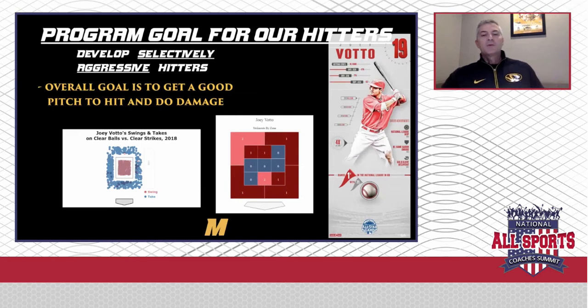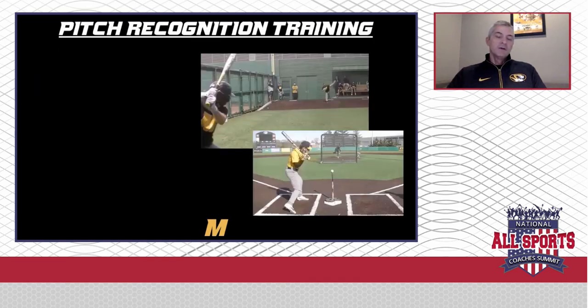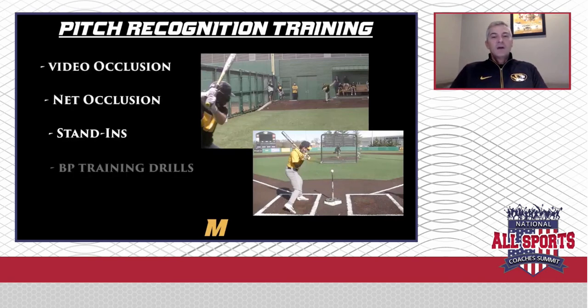So how are we going to accomplish this at the University of Missouri? We're going to accomplish it through our swing decision process. You're going to see stand-ins. You're going to see us using video occlusion and net occlusion. You're also going to see our BP training drills here. The methods of occlusion are very important, because we're going to cut things off and create this idea that we have to see the ball earlier. To me, the stand-ins are invaluable. It's something that we use daily.